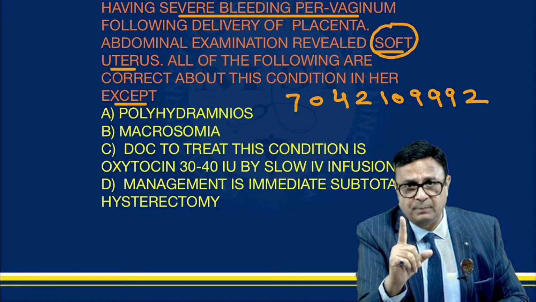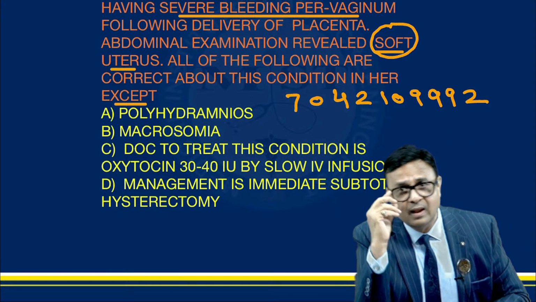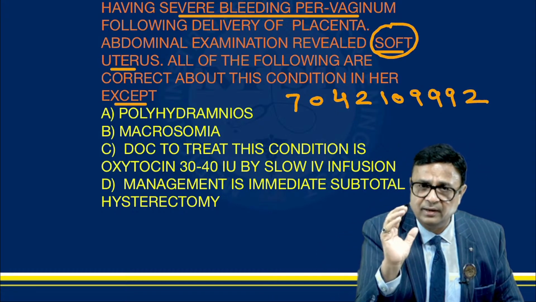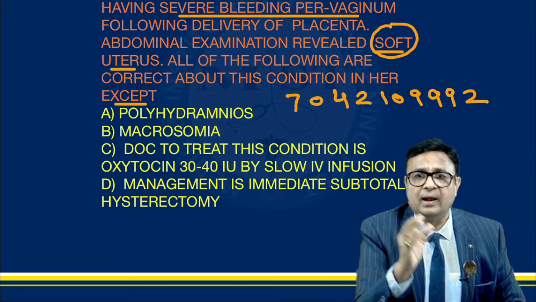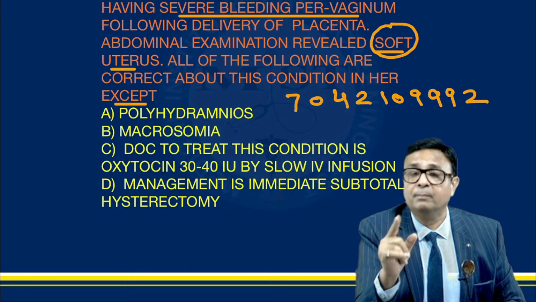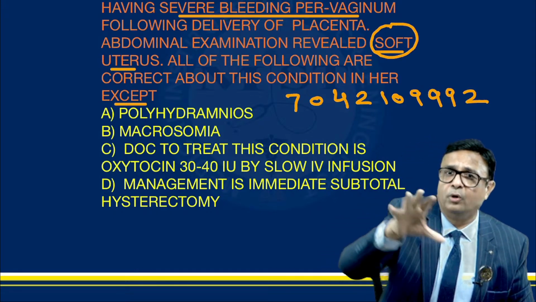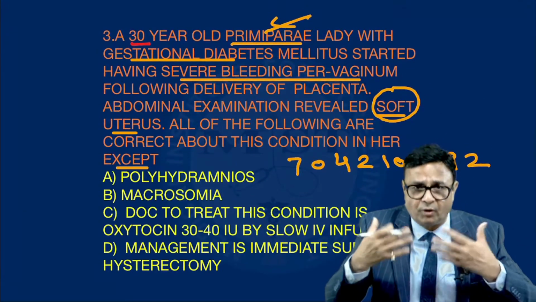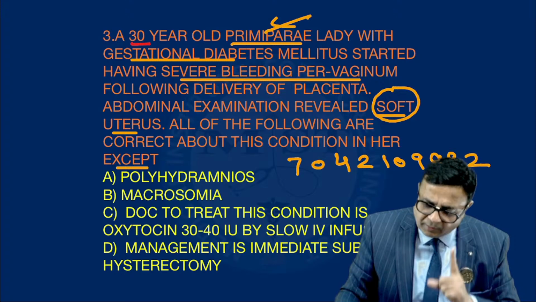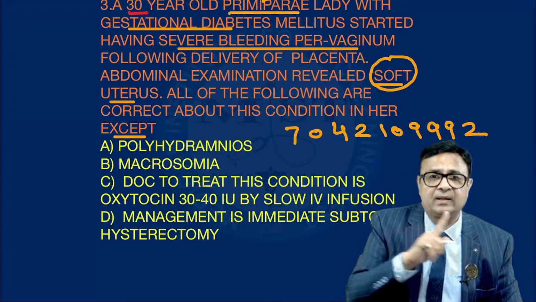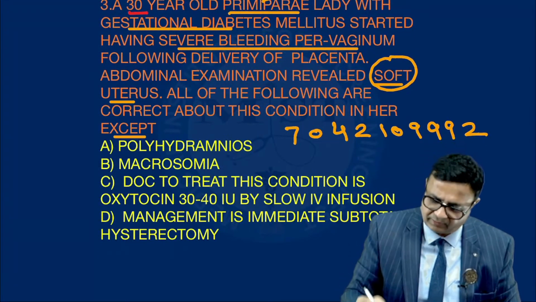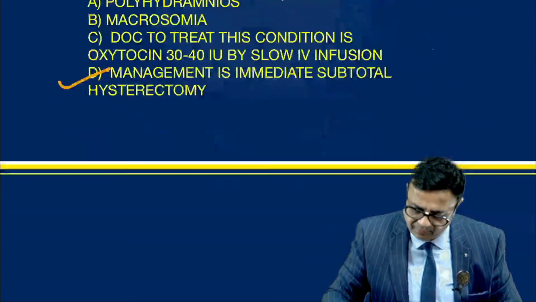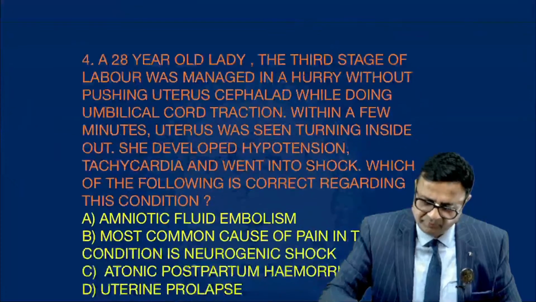So in multipara, we do hysterectomy after failure of external aorta compression, military anti-shock garment, and bimanual compression. In primipara, we don't do hysterectomy there. And she is a primipara lady because she wants future childbearing. So in primipara, beta, management can never be immediate subtotal hysterectomy. So this is the incorrect statement. Incorrect. Let's move to next question.